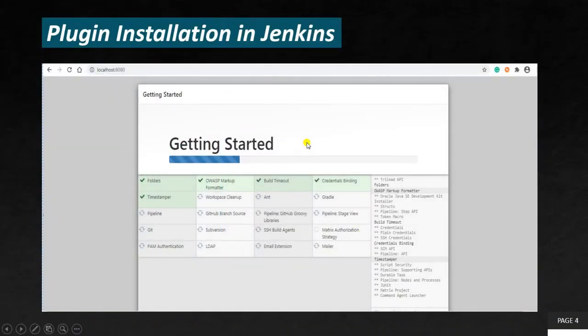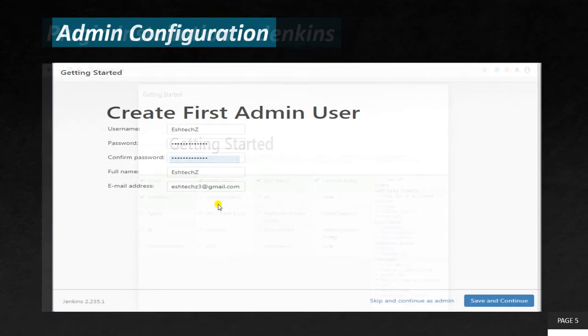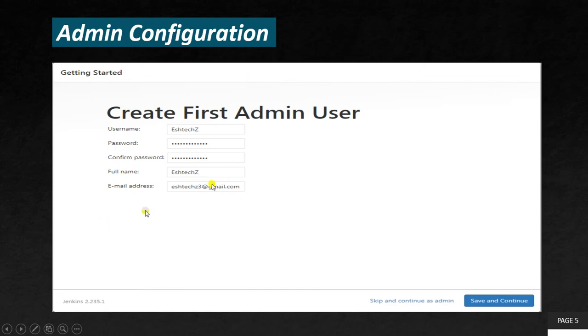So here you can see that this is your plugin screen. Once you click on install plugin, your screen will look like this as it starts installing the plugins in your system. After installing all the plugins, you will see that this is your admin configuration page.